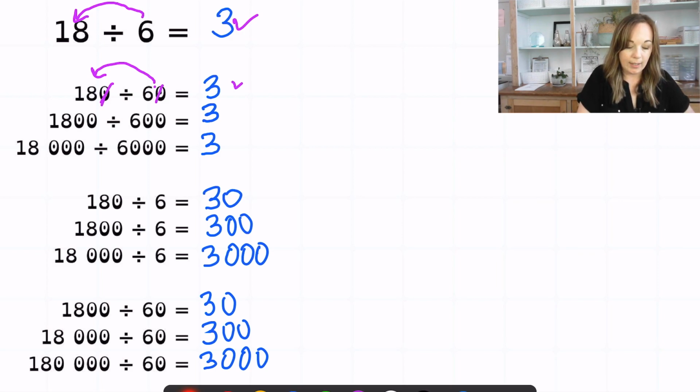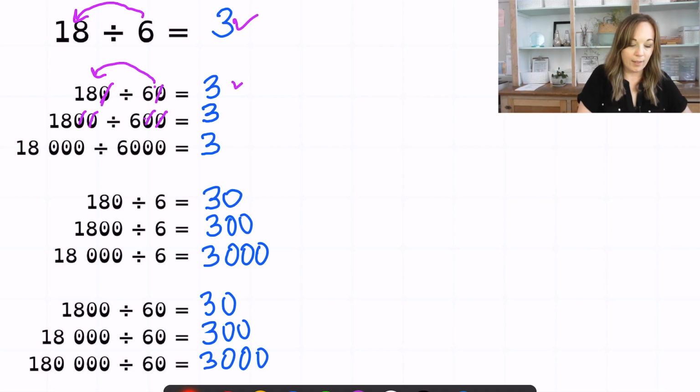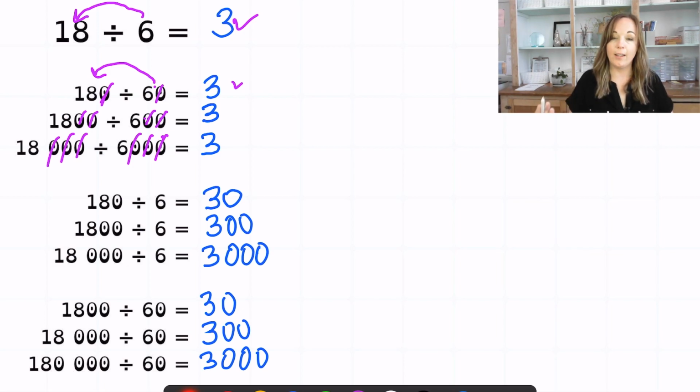Again, how many 600's are in 1800? 3. I can eliminate 2 zeros from each side and bring it back to 18 divided by 6 because they are equivalent questions. 18,000 divided by 6,000, how many times does 6,000 go into 18,000? 3. I have 3 zeros on each side that I can get rid of because it's an equivalent question to 18 divided by 6.